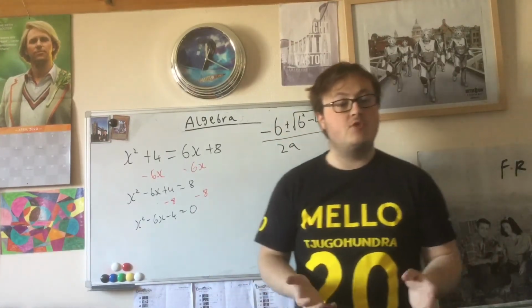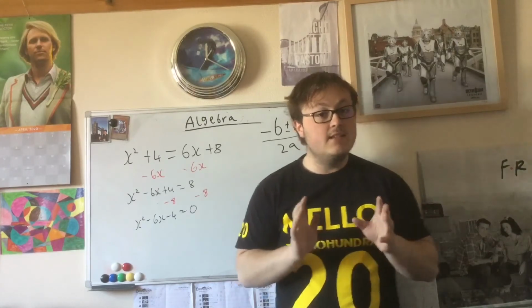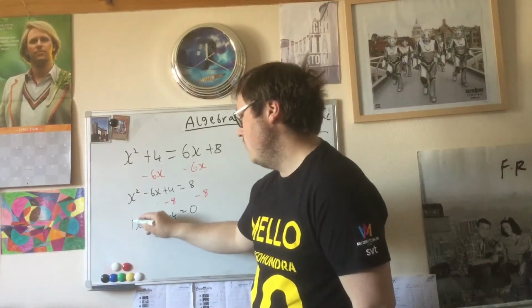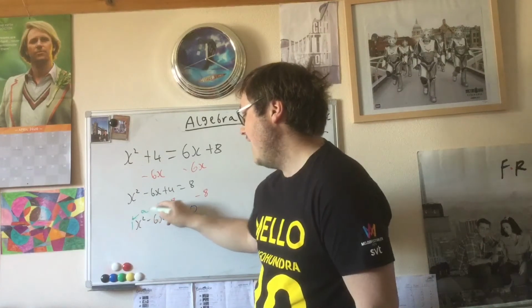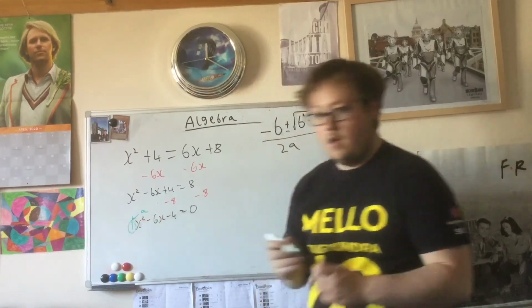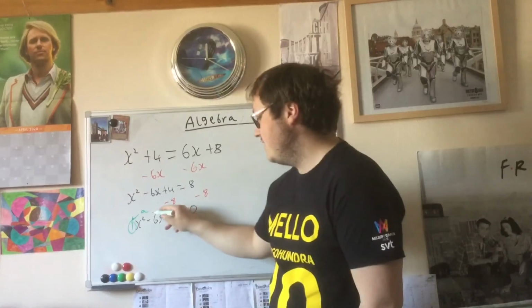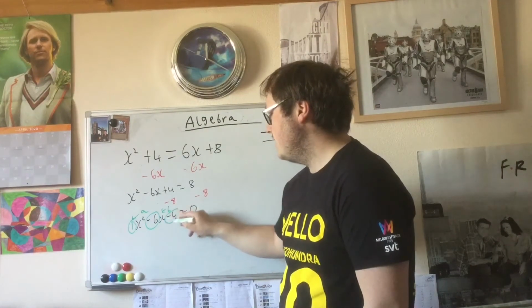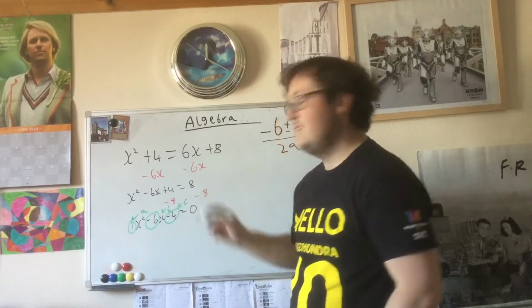Now we need to substitute our a, b and c into the quadratic formula. So for this, the x squared has a 1 at the front, but we just don't write it, so that's a. Our negative 6 is b, and our negative 4 is c.